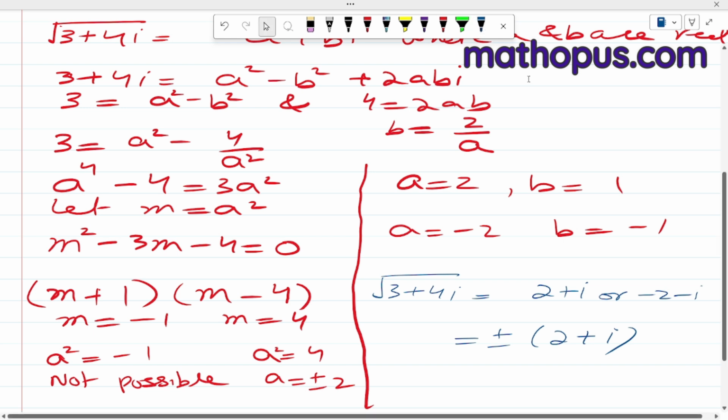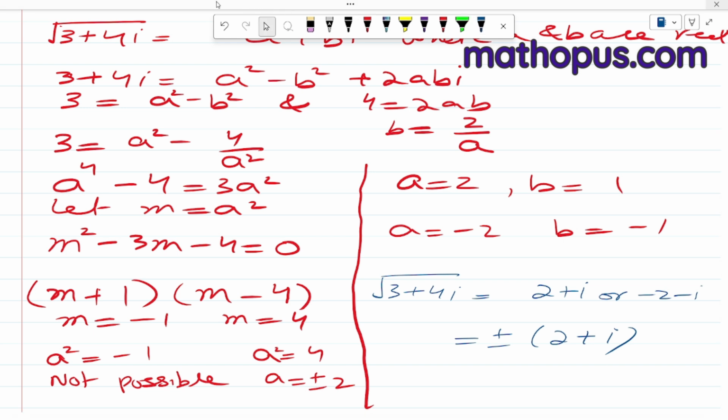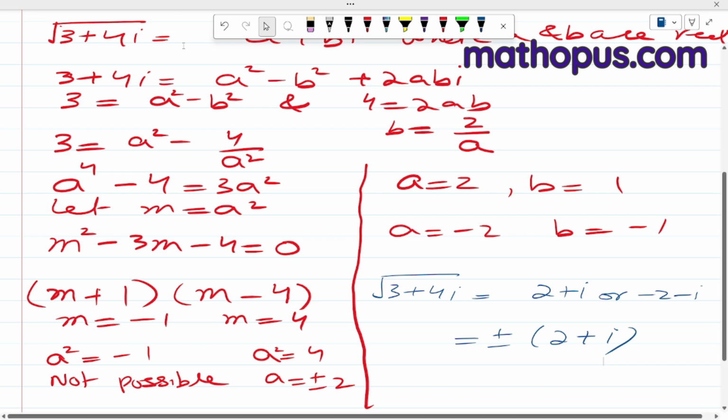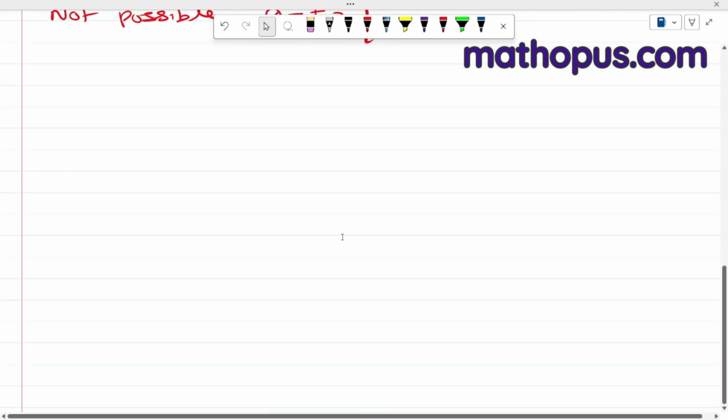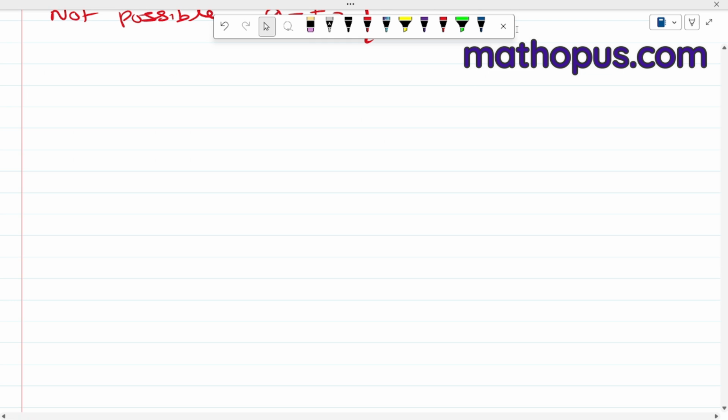Now we are going to do the same working by converting this complex number into polar form or exponential form, and then again we are going to find the square root. But before that, we should know the formula. So let's discuss the formula for the nth root of any complex number.